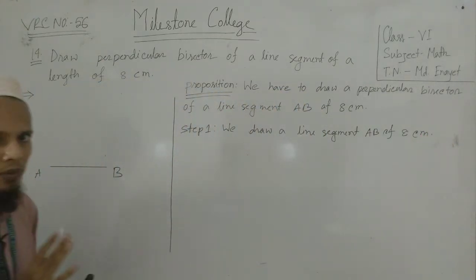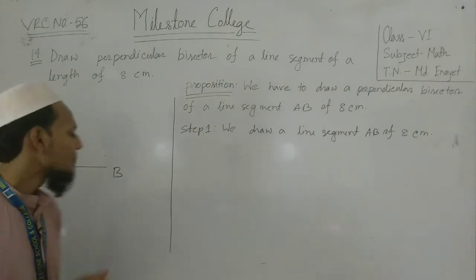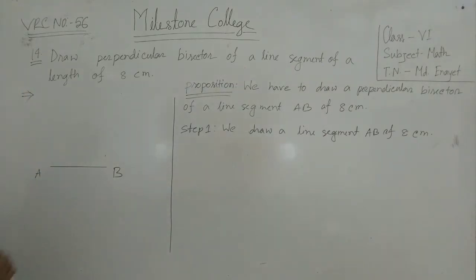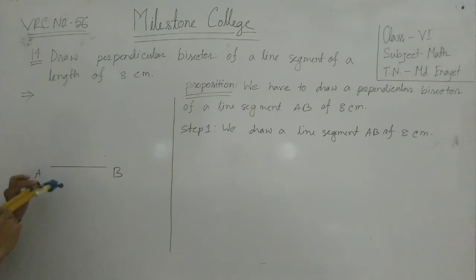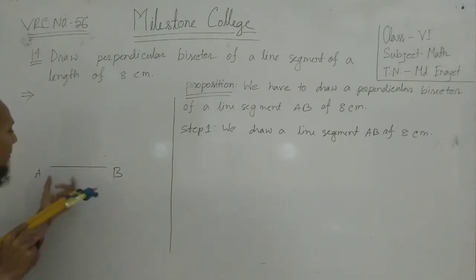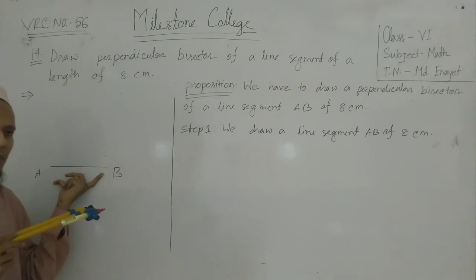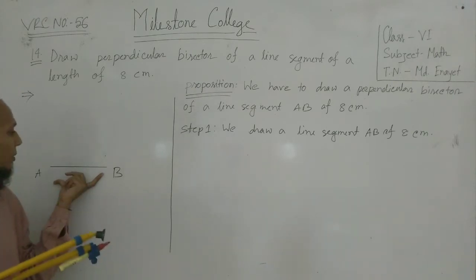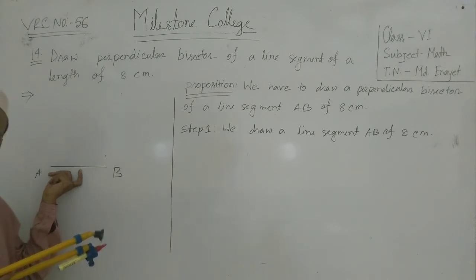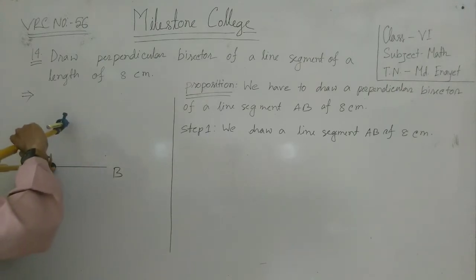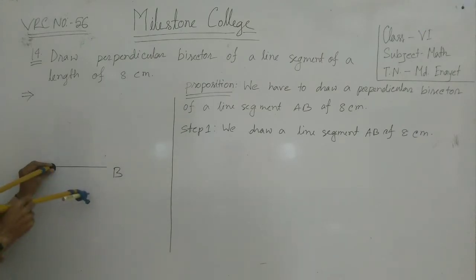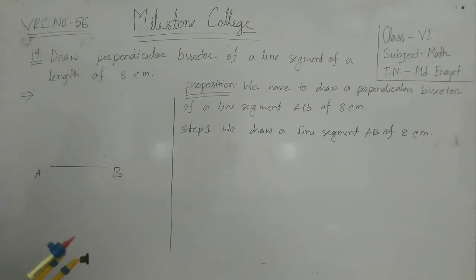Now, what will we do? Using your pencil compass, I am going to use my compass here, and we will take a radius more than half of AB. You can take the full length of AB or more, but we must take more than half of AB. Taking A as center, with a radius more than half of AB, we draw two arcs on both sides of AB, the upper side as well as the lower side.